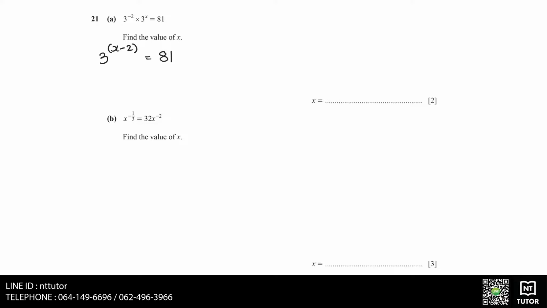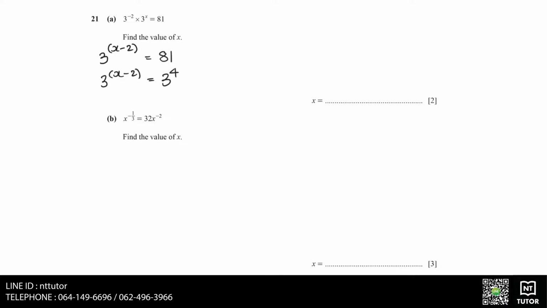You can try this out with your calculator, so try 3 to the power of 2, 3 to the power of 3, and when you get to 3 to the power of 4, 3 to the power of 4 equals 81. Therefore, you can write 81 as 3 to the power of 4. So now we have 3 to the power of x minus 2 equals 3 to the power of 4.